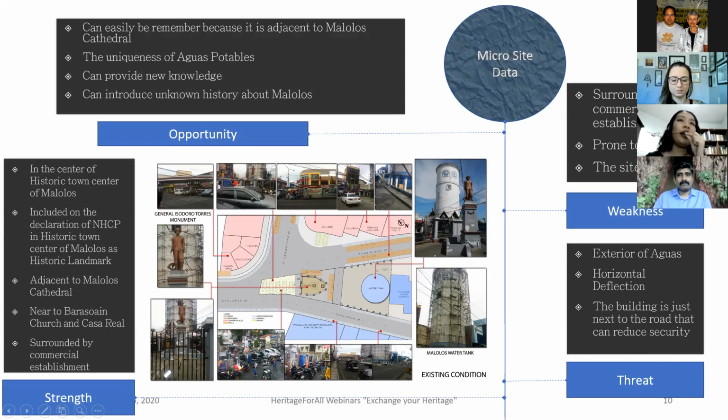What are the opportunities? When the water tank is restored, it will be unique. If the water tank is converted into a museum, it will be unique to the community, appealing to the people, and it can provide new knowledge and introduce the unknown history about Malolos City. And of course, Malolos Cathedral is also a historical landmark of the city.